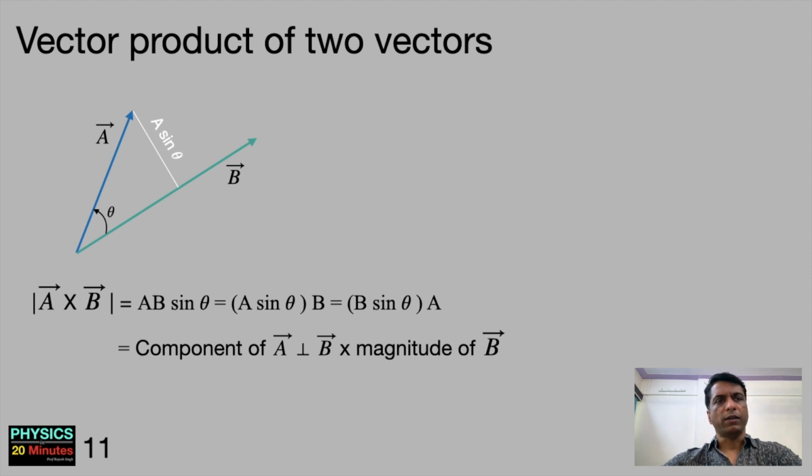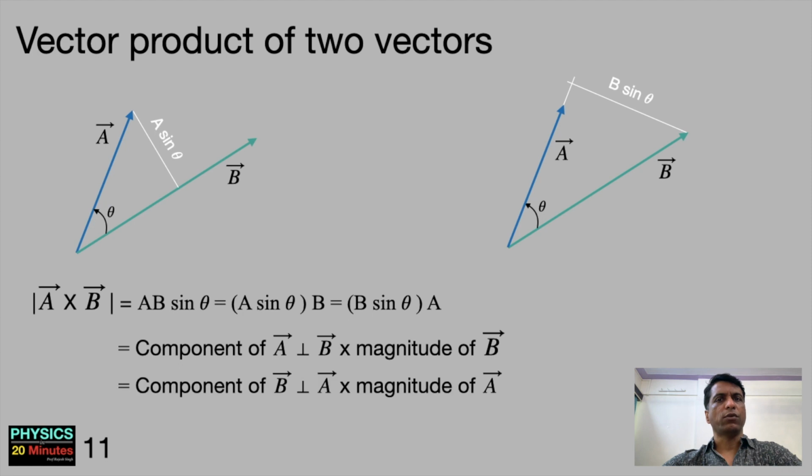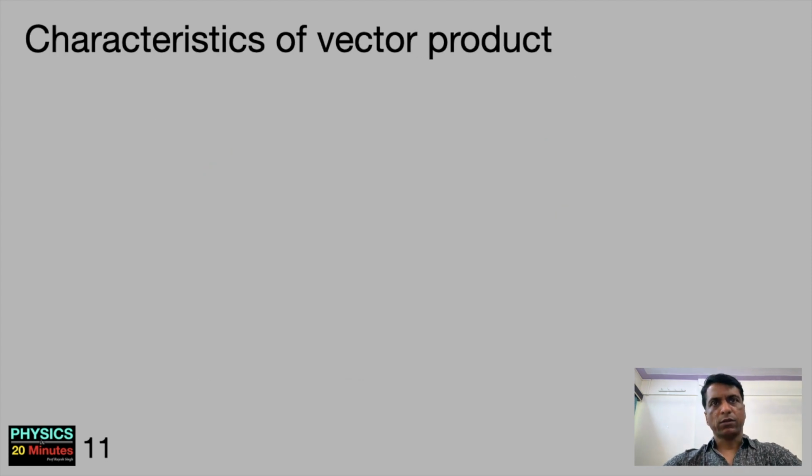If you drop a perpendicular from B to A, B sine theta is the component of B perpendicular to A. Therefore, magnitude of A cross B can be given as component of B perpendicular to A into magnitude of A. What are the characteristics of vector products?